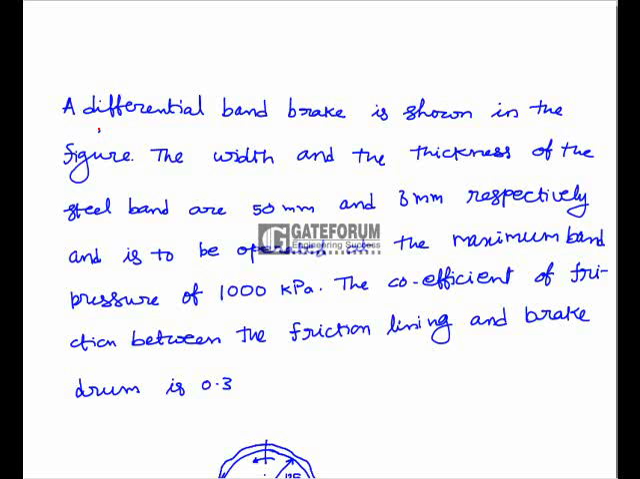A differential band brake is shown in the figure. The width and thickness of the steel band are 50 mm and 3 mm respectively, and it is to be operated at the maximum band pressure of 1000 kilopascal. The coefficient of friction between the friction lining and brake drum is 0.3. So here is the given diagram.